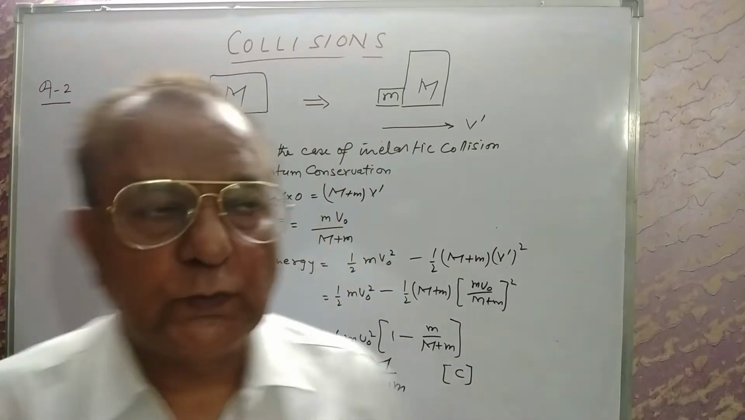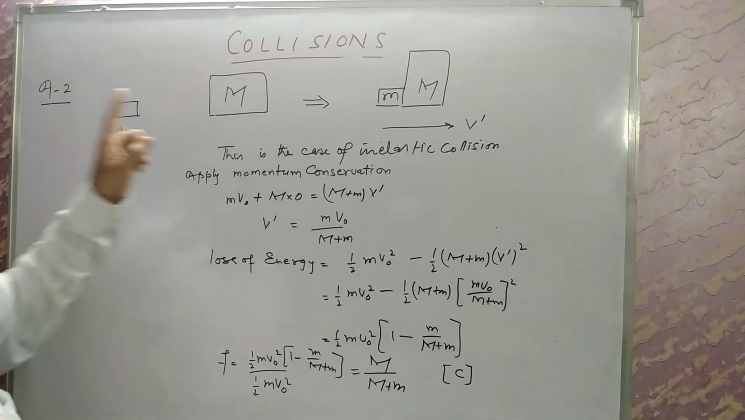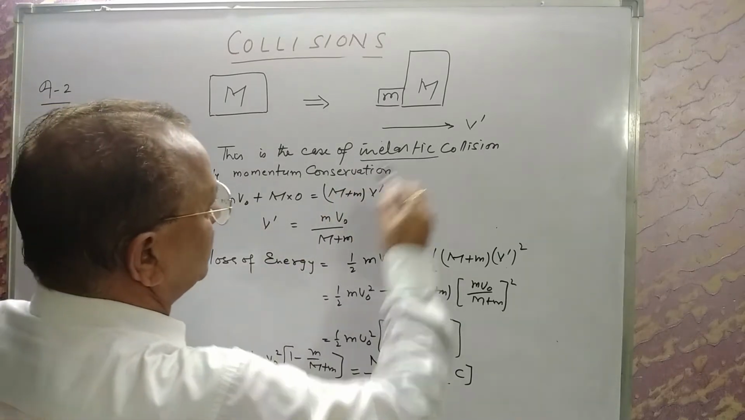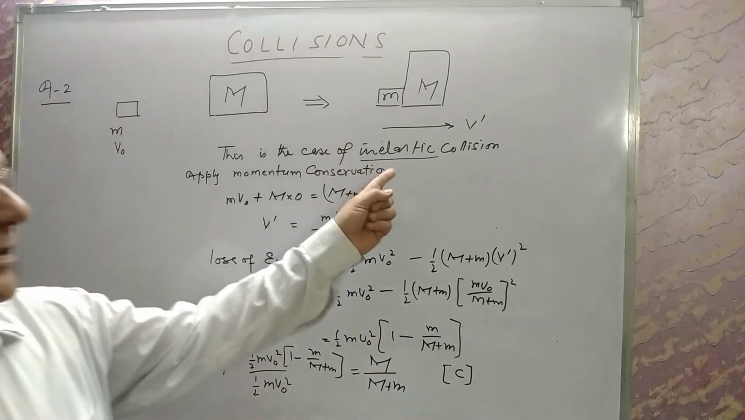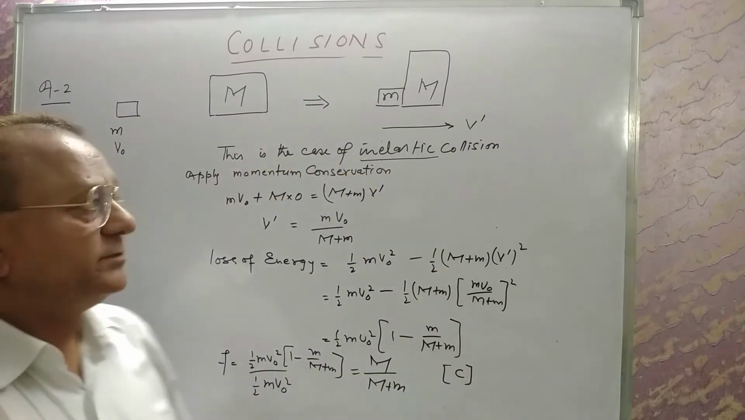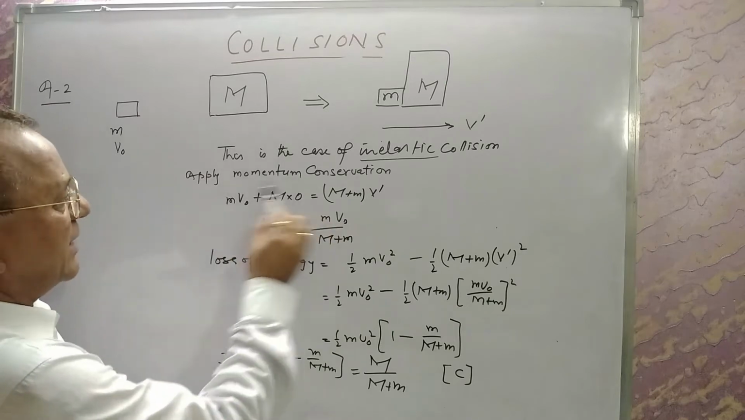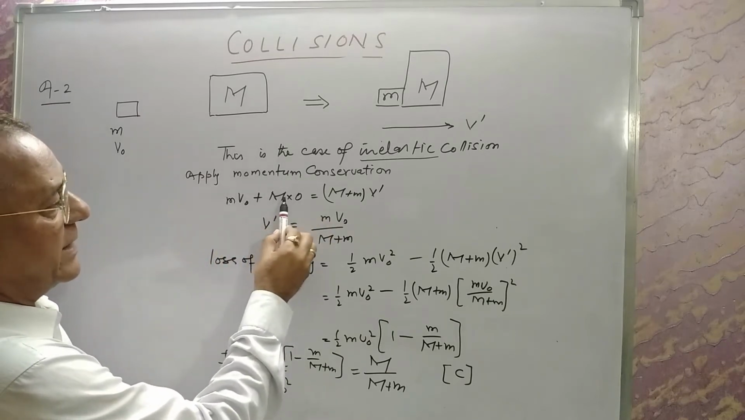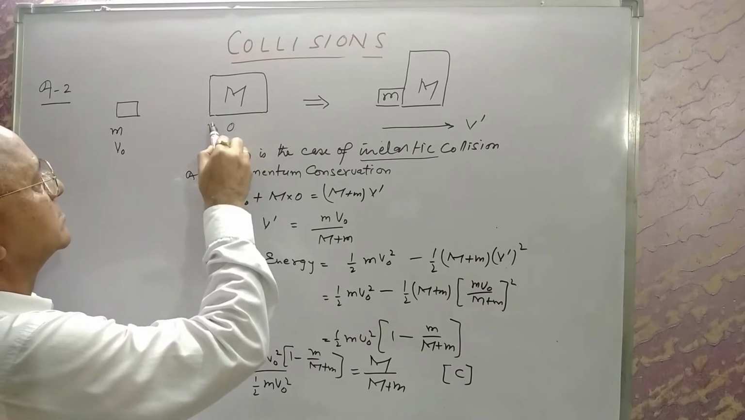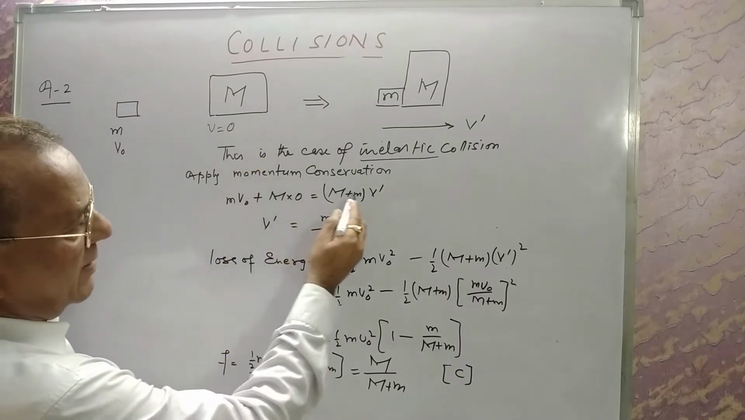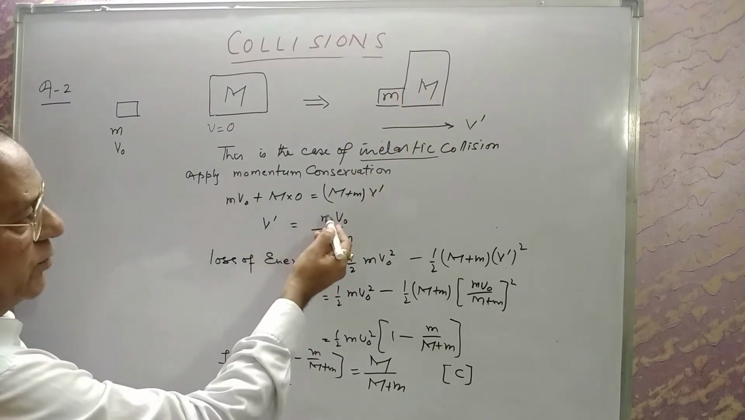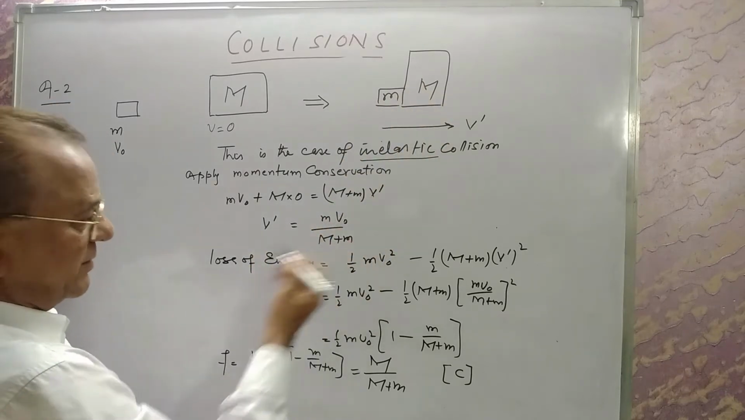Answer number 2. This is a case of inelastic collision. The only guiding principle in case of inelastic collision is conservation of momentum. Apply conservation of momentum: m v naught plus m into 0, because the second mass is at rest, is equal to (m plus m) v dash. Both masses stick together, v dash equals m v naught divided by m plus m.